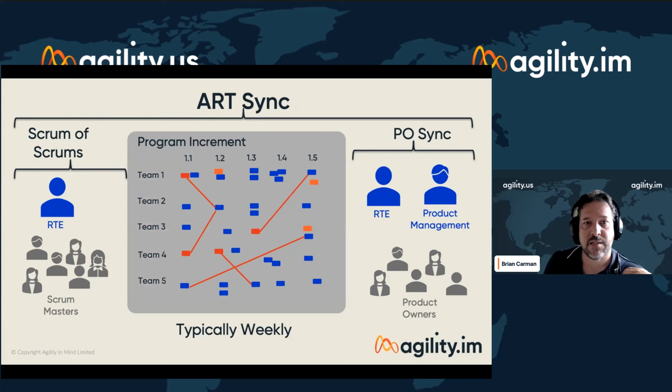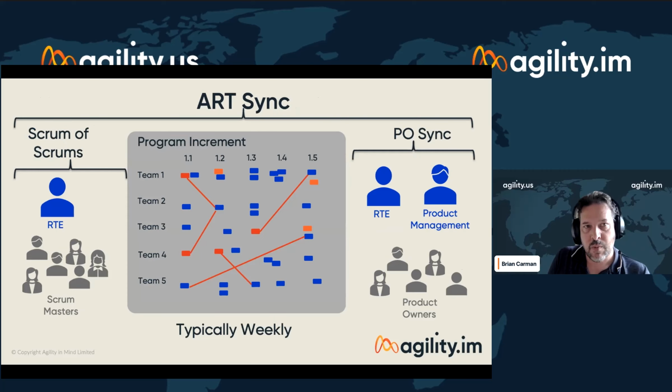So that's great. We've got that output. What do we do with it? Well, typically every week or so, the members of the Agile Release Train will go in and check progress against that program board and those objectives. And this can happen in a couple of different ways.